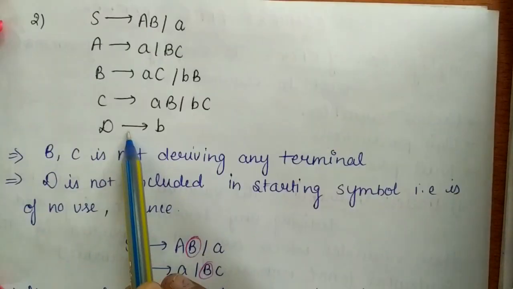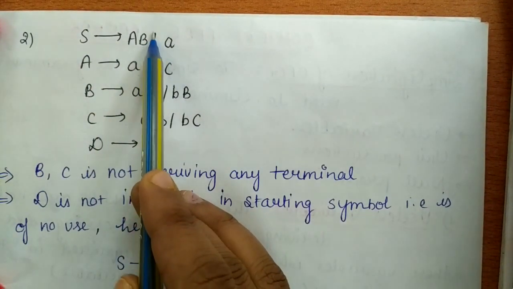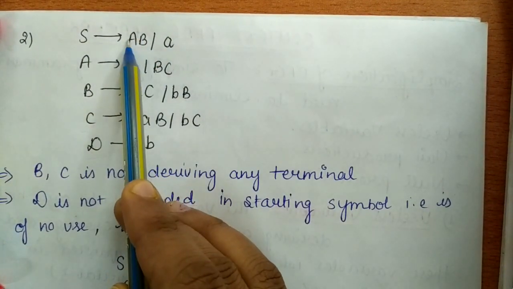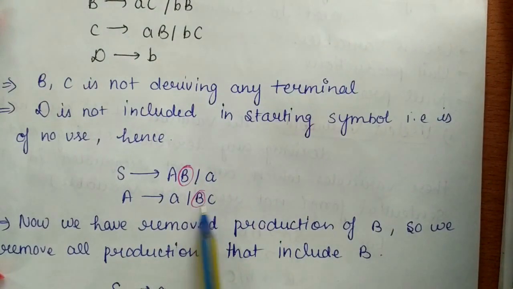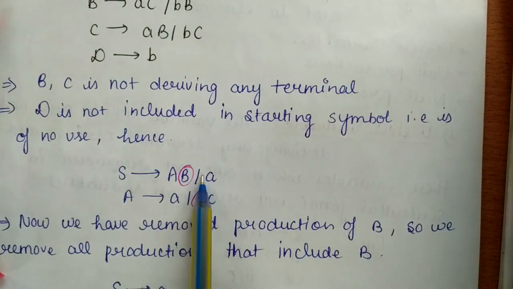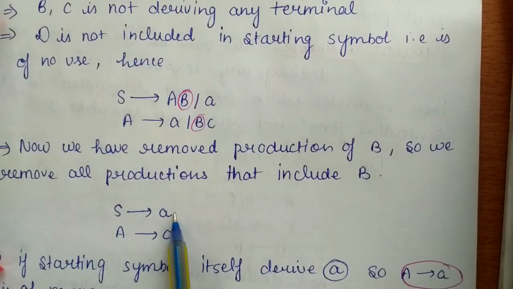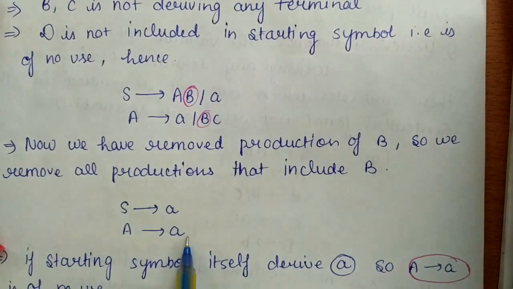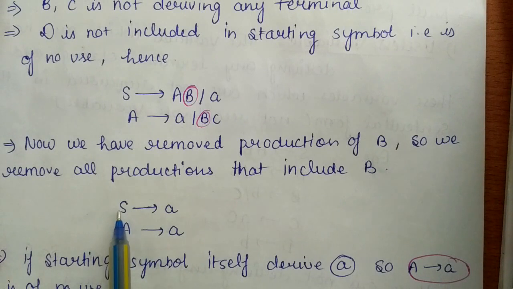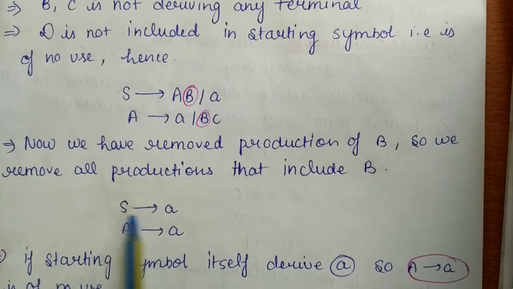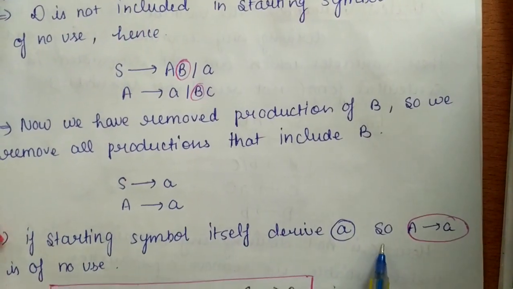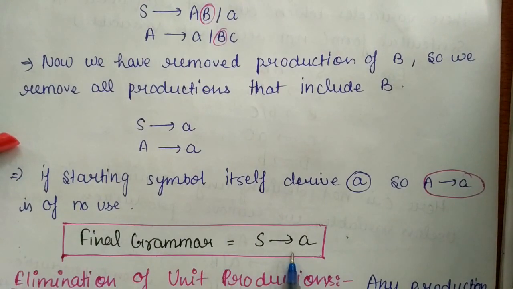And now you will see that since we have discarded B, this production is of no use. And since we have discarded B and C, this production is also of no use. So now we are left with S tends to A and A tends to A. But since our starting symbol is deriving this terminal, what is the use of this? Since we are getting S tends to a by itself only, what is the use of this symbol? So this is also of no use, so our final grammar is only S tends to a.